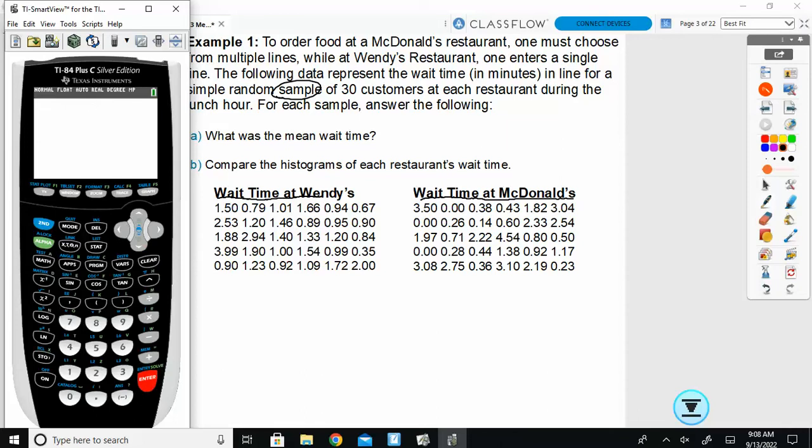And then if we calculate, I'm wanting to compare the mean for each. So L1 was my X, so it tells me x bar is 1.39. So that's the sample mean for Wendy's.